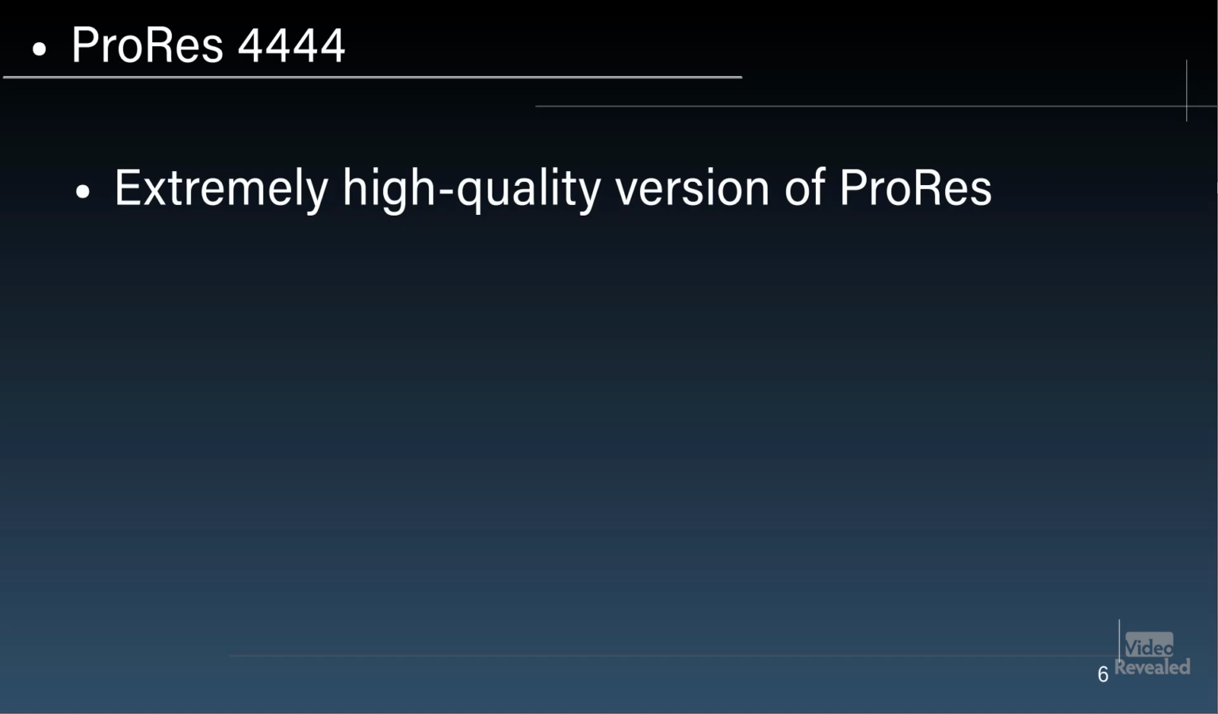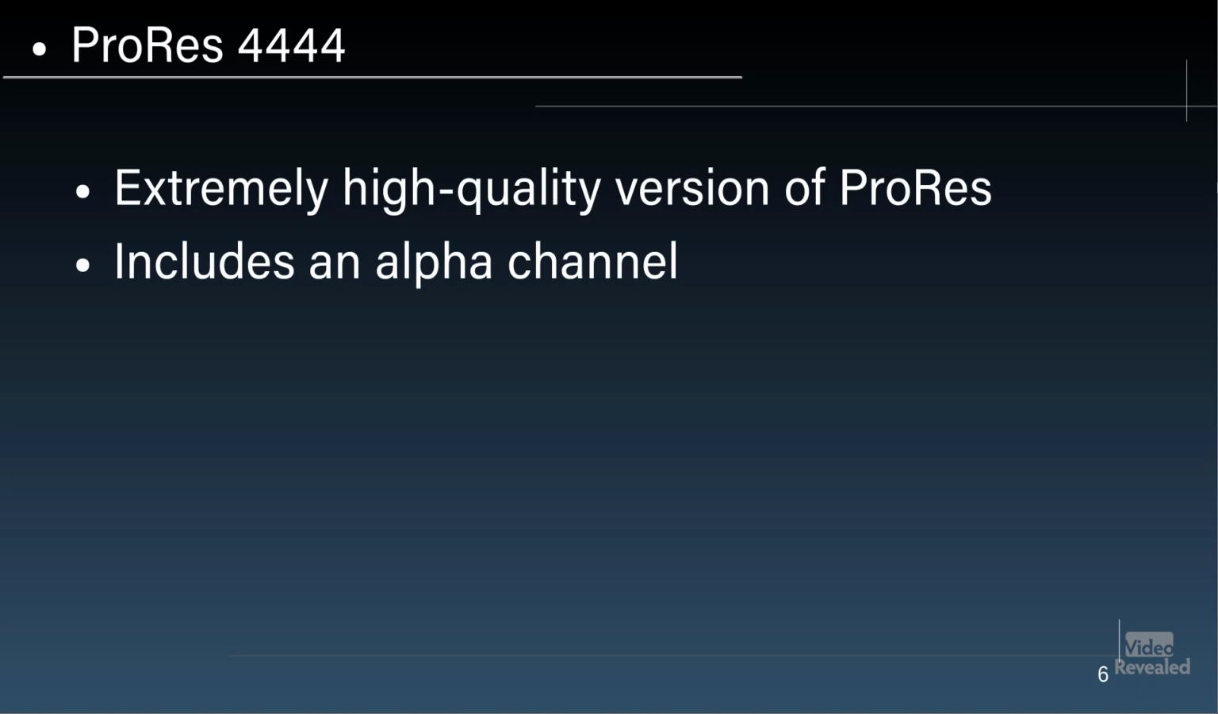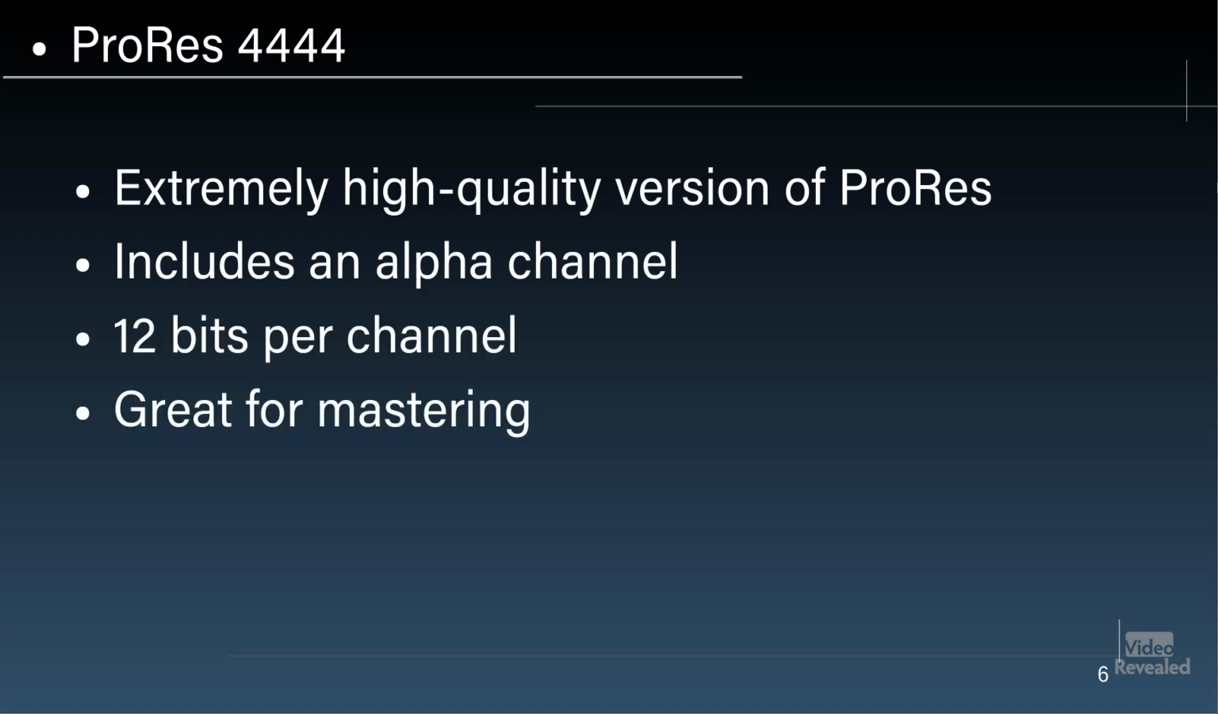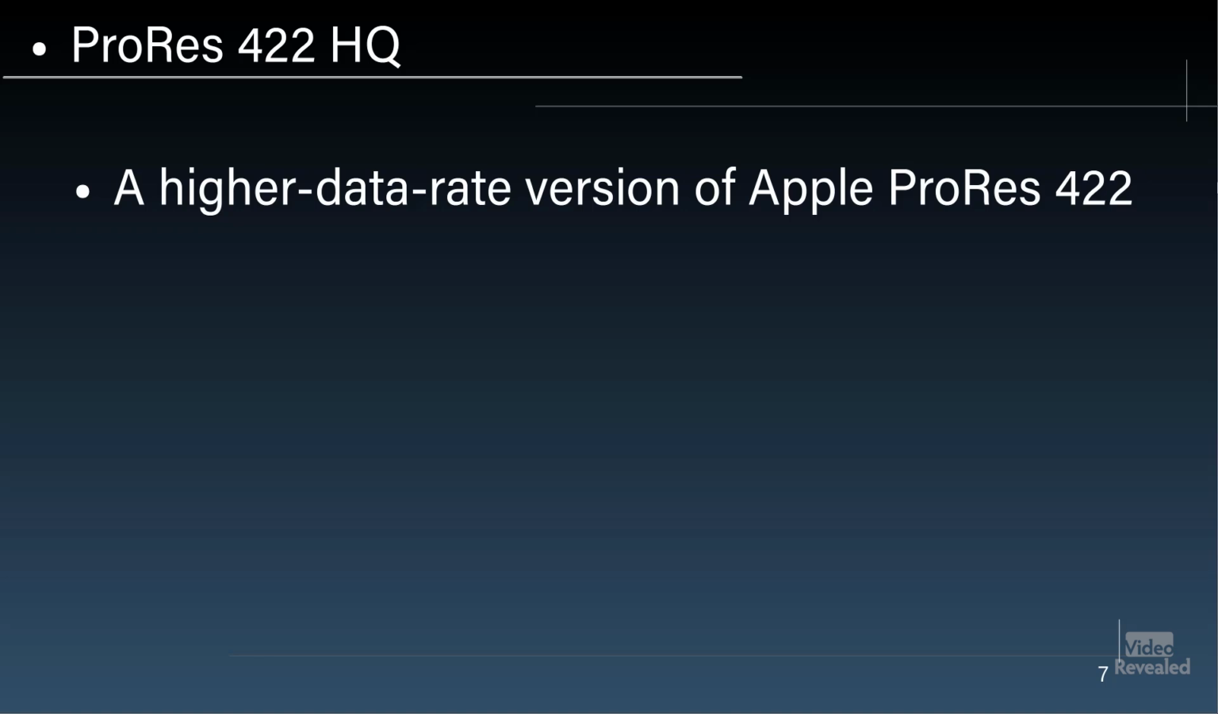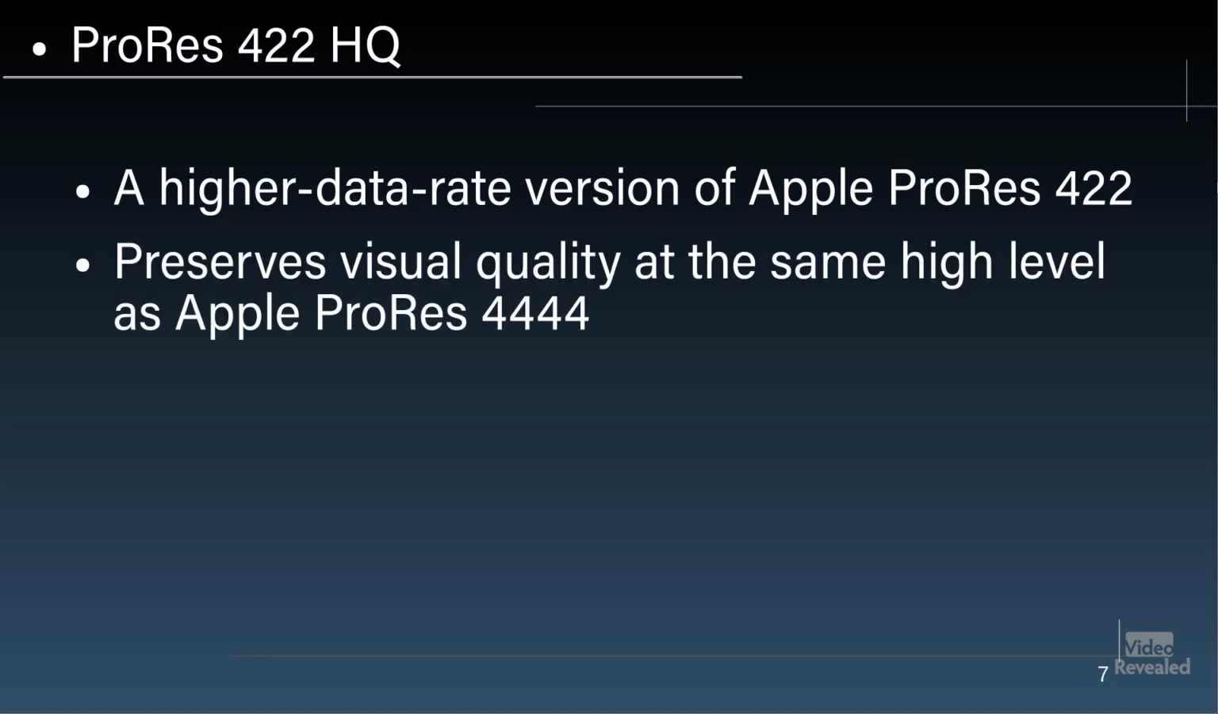444 is extremely high. So it's just a little bit less, but again, it's extremely high. It includes an alpha channel. It's 12 bits per channel, great for mastering. So this is a format that someone would be using for mastering the final output. And whenever you master something at the highest quality, that means you can spit out a lower quality all the way down to something like H.264. 422 HQ, this is a higher data rate version of 422, which we'll look at in a second. It preserves the visual quality at the same high level as 4444. So it's almost as good as the higher quality one. So that's good to know.